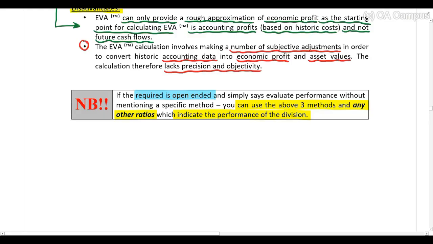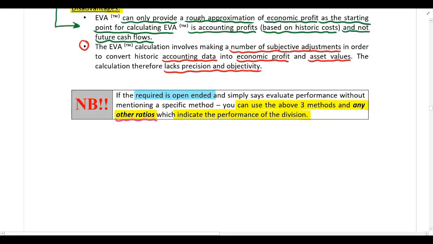So in other words, guys, you might have a required where they just say evaluate the performance of a manager, and you can see that by performing the calculation of return on investment, residual income, and EVA, you are not going to score enough marks. So please let the mark allocation guide you. These measures that we've looked at in this lecture are the best measures that should be used in order to evaluate performance. However, you can also use other ratios to evaluate performance.